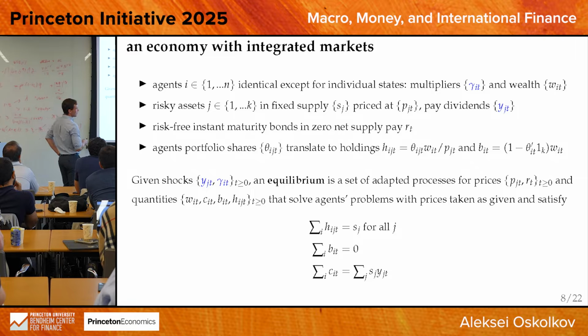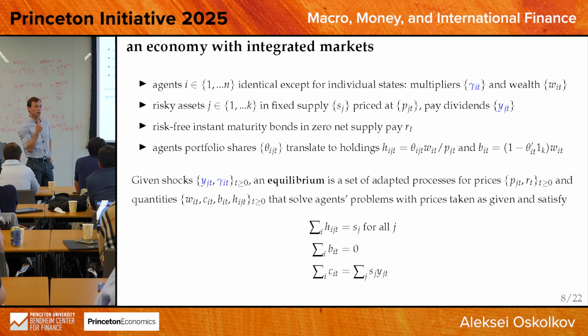then markets clear. What markets clear? Markets for every risky asset clear. The market for the risk-free asset clears. This is in zero net supply, and then there's one consumption good. It's produced from those K risky assets. Whatever people consume has to be paid out as dividends.